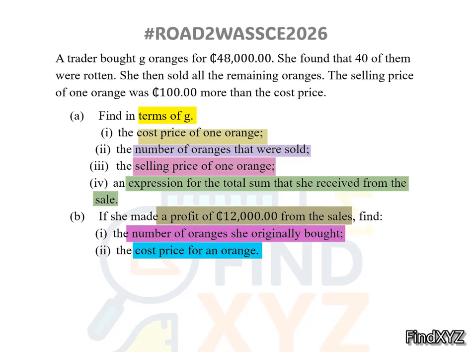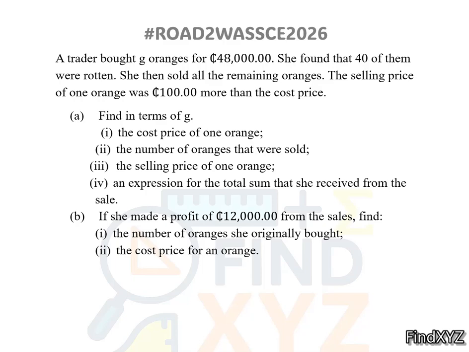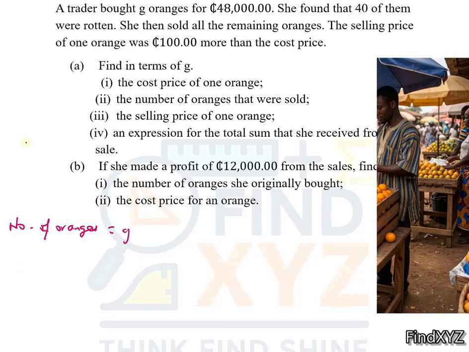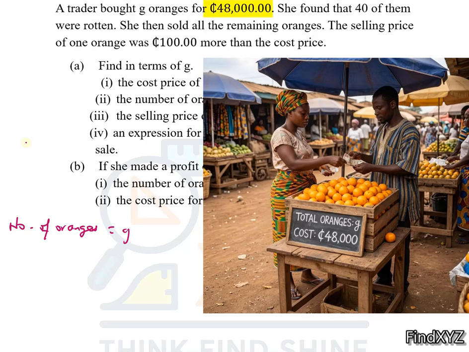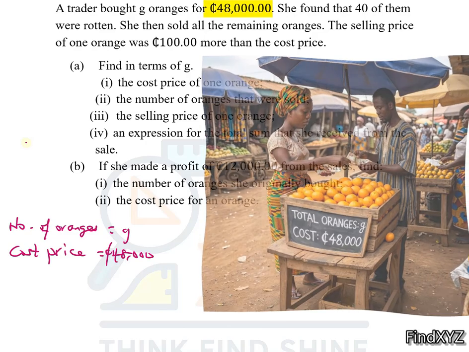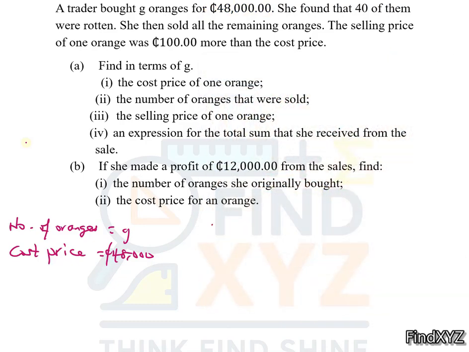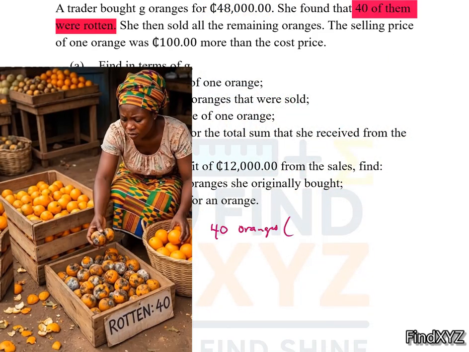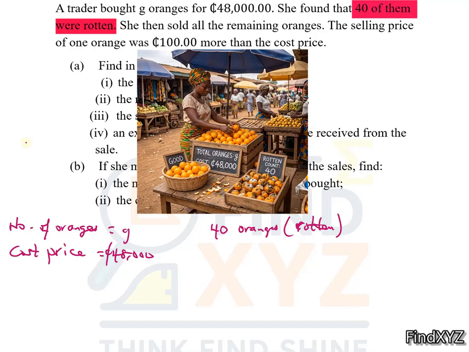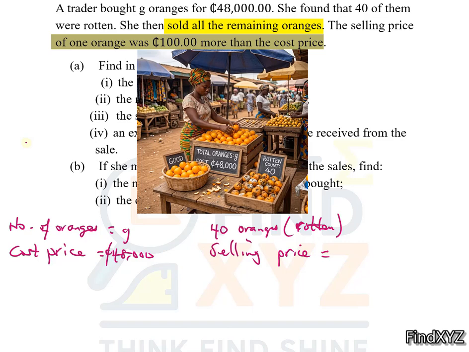We know that a number of oranges were bought for a certain amount. And what is the amount? So we know the number of oranges bought, that is G. What was the amount? This becomes the cost price, 48,000 cedis. Then something happened. 40 of the oranges were rotten. Then the last information is that she sold all the remaining oranges. So the selling price for one orange was 100 cedis more than the cost price.